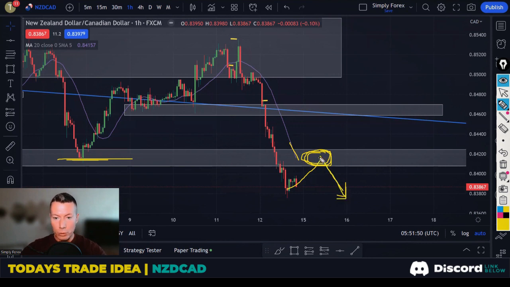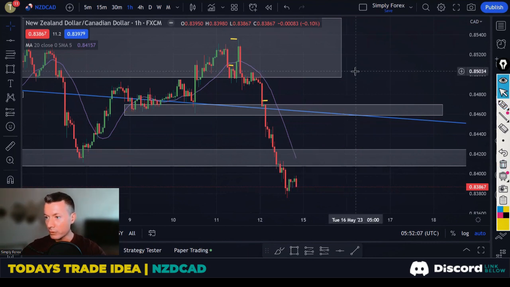It could retrace all the way back up to here, guys. Yeah, it could. And if it does, okay, great. Yeah, we've got an area through here where price reacted as well. Again, bearish reaction, we look to take price lower. Okay, so New Zealand dollar, Canadian dollar, we're looking to short this pair as well.